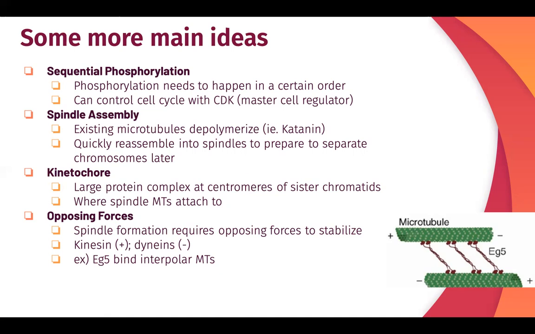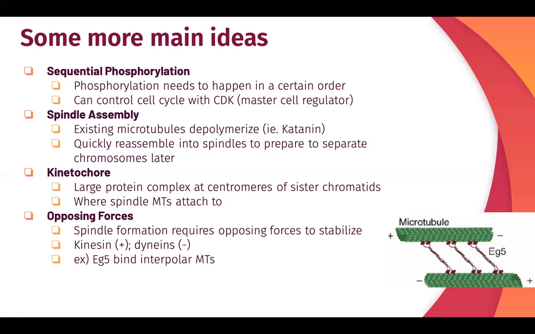Your spindle assembly, everything. So naturally your cell already has microtubules, but you want to break them all down and then make them into spindles so that it can start to go into M phase. An example that she's talked about is katanin, which basically cuts them up, and everything catastrophes. They all depolymerize, and once they all quickly depolymerize, they can quickly polymerize again and reassemble into spindles, so that the cell is ready to separate the chromosomes in anaphase.